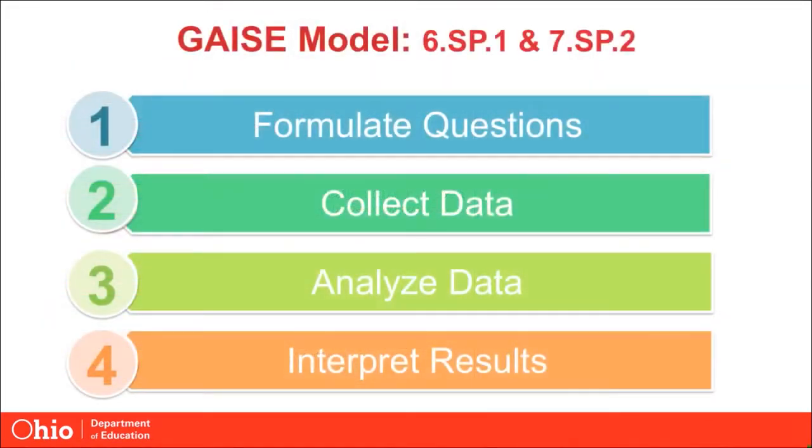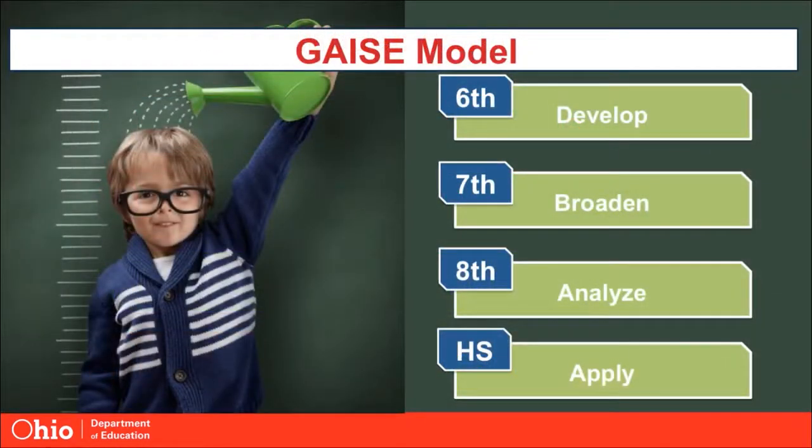One standard in 6th grade and one standard in 7th grade gives the outline for the GAISE framework. The first stage is to formulate questions, then collect data, then analyze data, and finally, interpret results. In 6th grade, students will develop the framework of the GAISE model. Then in 7th grade, they will broaden their understanding. In 8th grade, they will use it to analyze data, and they will apply the model while using statistical reasoning in high school.